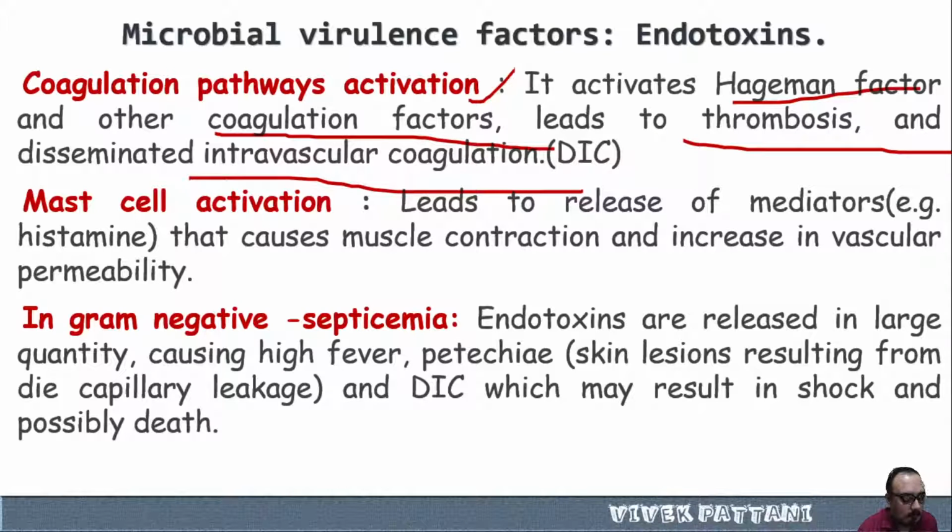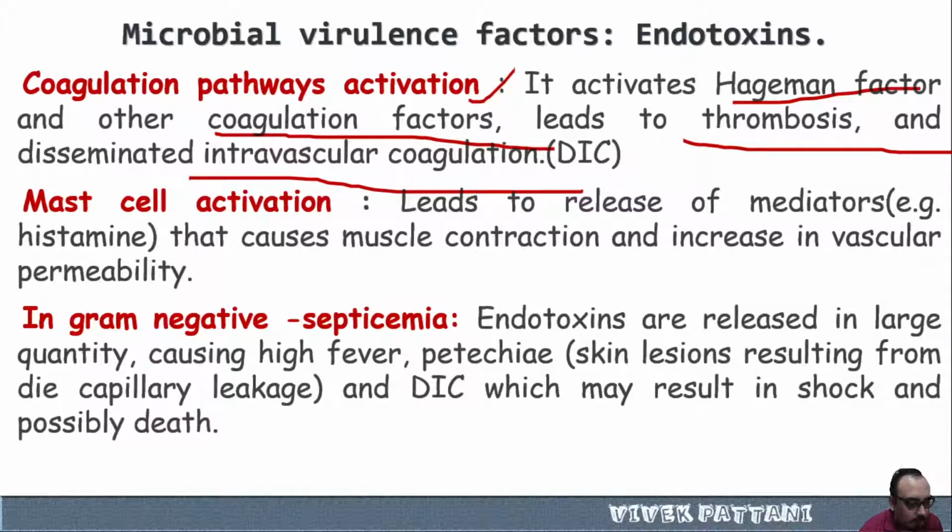And what is Hageman factor? Hageman factor is basically coagulation factor number 12, and it's a plasma protein. It's a plasma protein and it's a clotting factor.